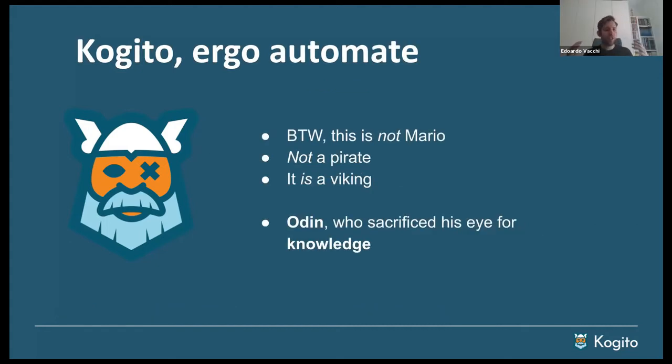And cogito ergo automate, so business automation. And why Kogito with a K? Well, of course, because of Kubernetes and Knative, but also because the K stands for knowledge. And speaking about knowledge, the logo for Kogito is this Viking, because it is not a pirate. It could be mistaken for Mario, actually, because of the beard and the mustache. We tried to make Mario wear a helmet, actually. But it's actually a Viking. It's Odin, the Norse god who sacrificed his eye for the gift of knowledge.